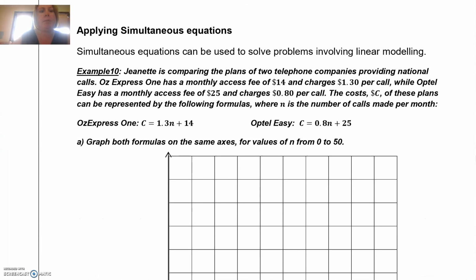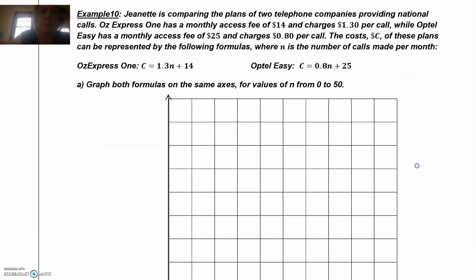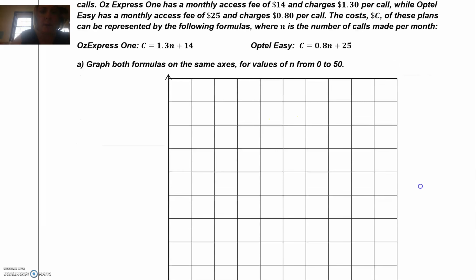Okay, here's a practical example. Jeanette is comparing plans of two telephone companies. She has a monthly access of $14 plus $1.30 per call, where the other one's $25 plus 80 cents per call, and they want us to graph both from 0 to 50.